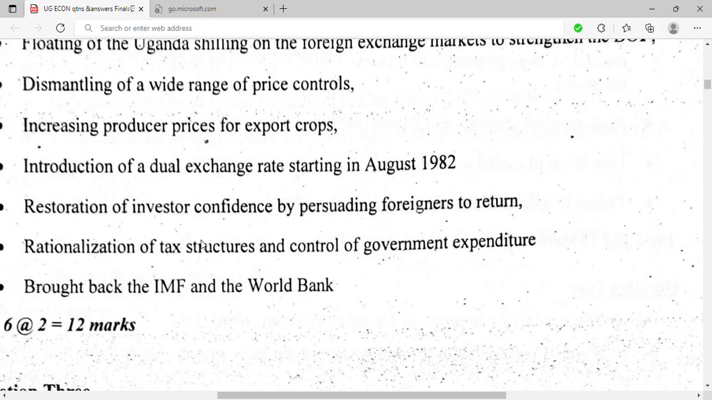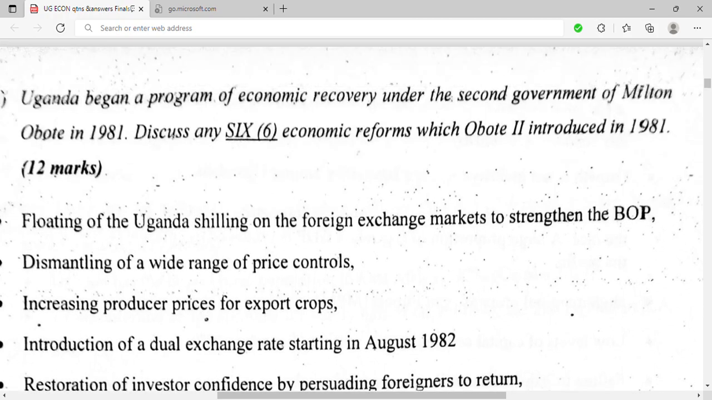Then rationalization of tax structures and control of government expenditure. They increased the tax base and they reduced government expenditure, which improved the economy. Then he brought back the IMF and World Bank. Remember, when Amin chased away foreigners, even the IMF, International Monetary Fund, and World Bank stopped giving us funds. So Obote had to convince those institutions to come back. And those are the reforms which Obote II introduced in 1981.